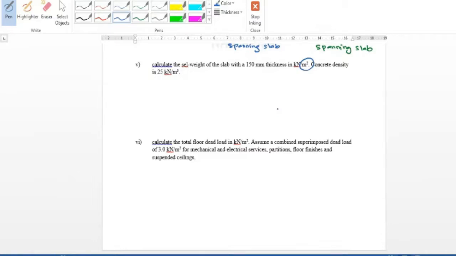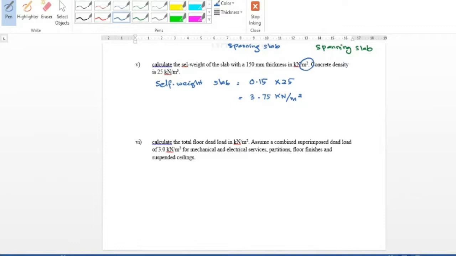So it's very easy. We just consider the thickness of the slab. Self weight of slab is equal to the thickness of the slab in meter, 0.15 meter, times the concrete density. Very easy, guys. So here we get 3.75 kilonewton per meter square.